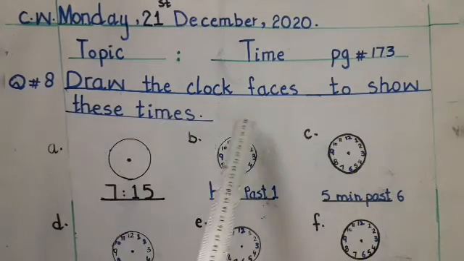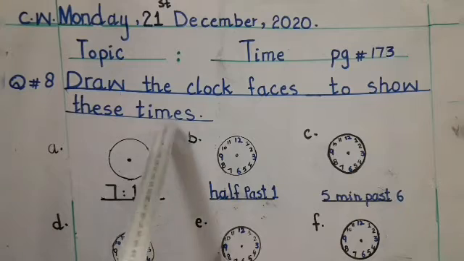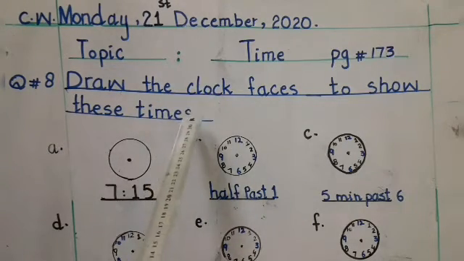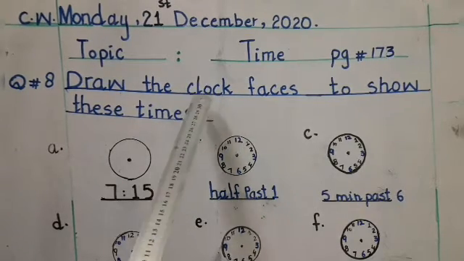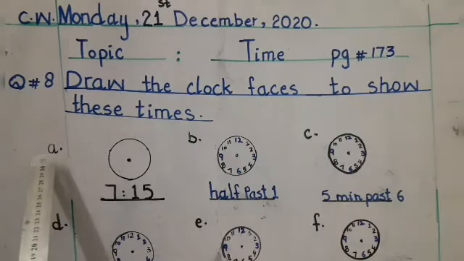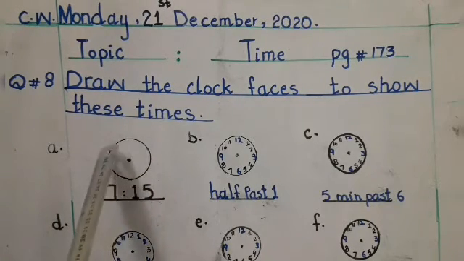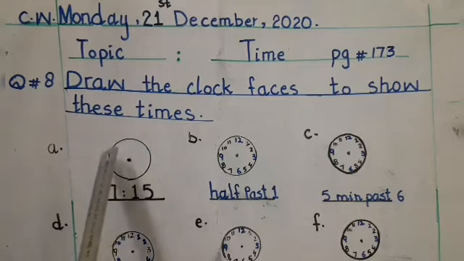Draw the clock faces to show these times. Students, draw the clock faces in your notebook. So we have to do this work in our math notebooks. First of all, I will explain to you how you will draw the clocks. Look at this part, students. First of all, you take any shape. You can draw a square-shaped clock, or you can draw a circle-shaped clock; take any round object.